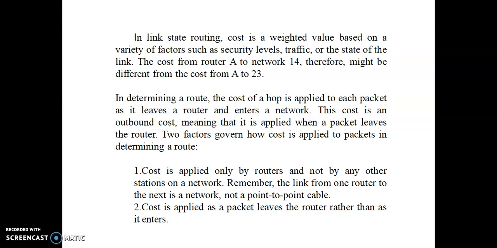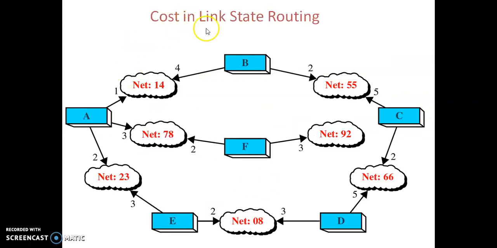Two factors govern how cost is applied to packets in determining a route. Cost is applied only by routers and not by any other stations on a network. The link from one router to the next is a network and not a point-to-point cable. Then the cost is applied as a packet leaves the router rather than as it enters. That is outbound cost. Cost is applied when a packet leaves the router. The cost in link state routing.